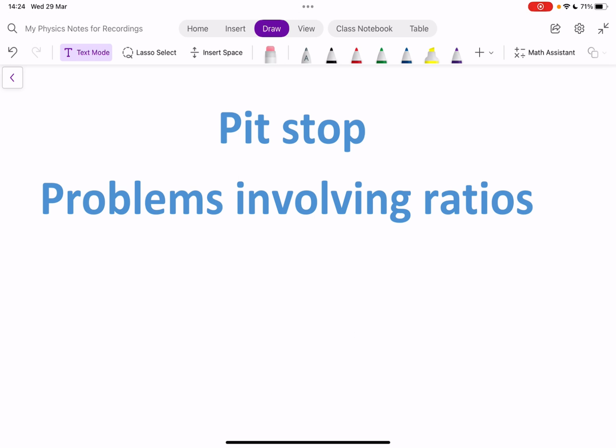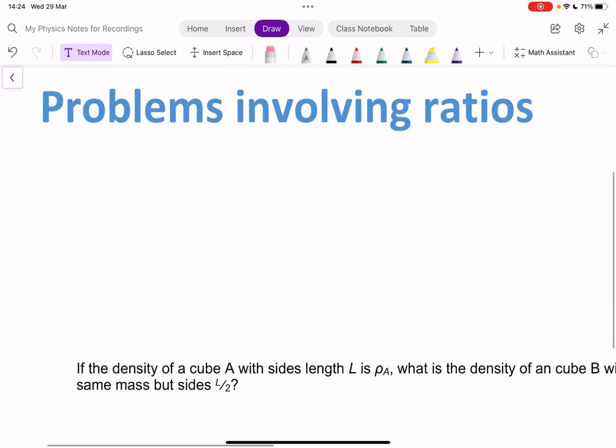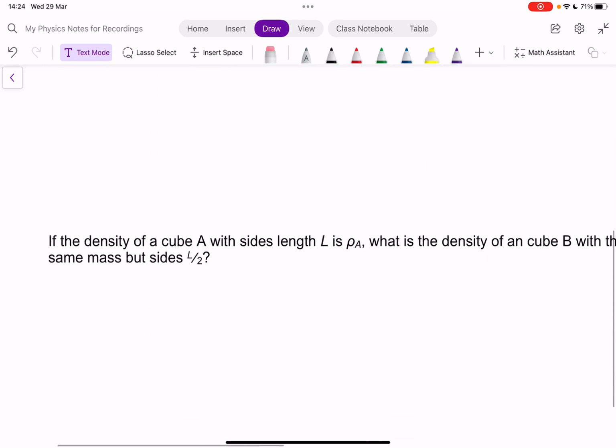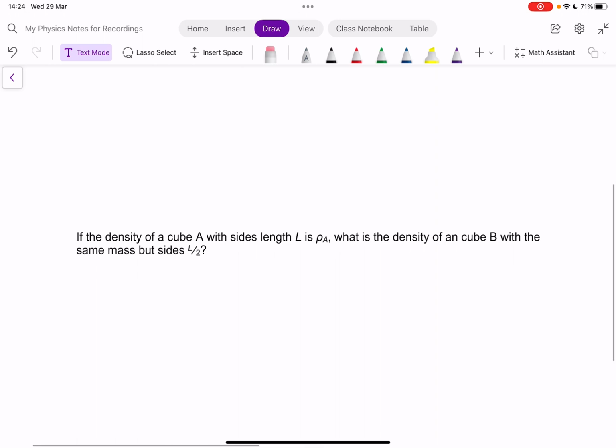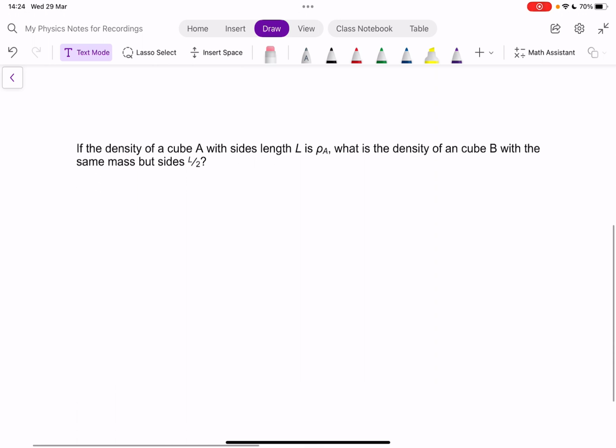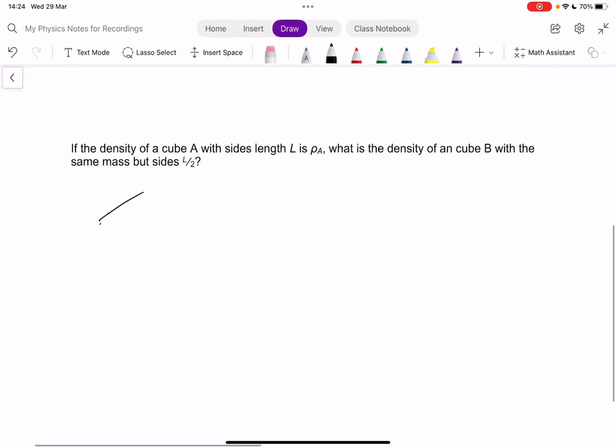Okay, so the example we're going to give is just looking at density, for a nice simple little question to have a go at. So we've got a density of a cube with sides L. We want to know what the density of a second cube would be by comparison if it's got sides L over 2. Now again, it's not a bad idea to always do a bit of a sketch.